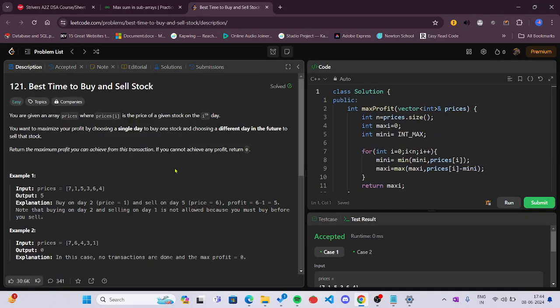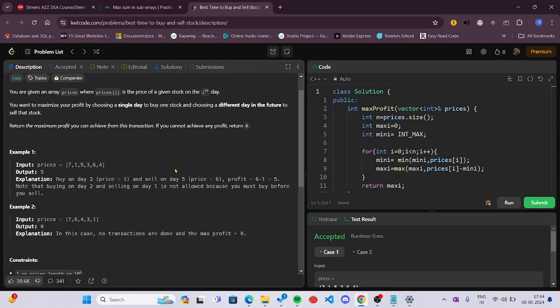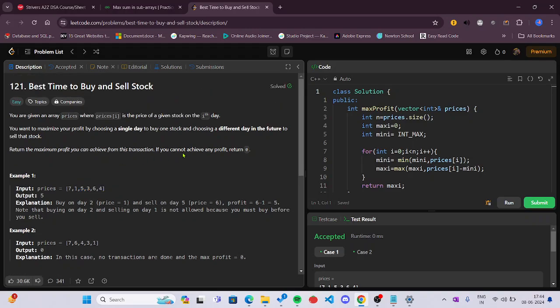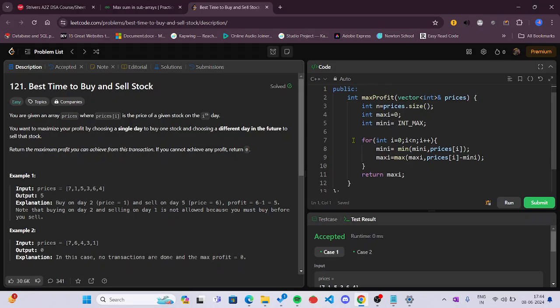Another approach that actually came to my mind was very simple. See, just find the smallest number, right? And after finding the smallest number, find the largest number and then subtract it in the future, in the forward direction, not in the backward. So I have taken a maxi and a mini. I'm traversing it, as simple as that. Whenever you take mini, let it be INT_MAX.